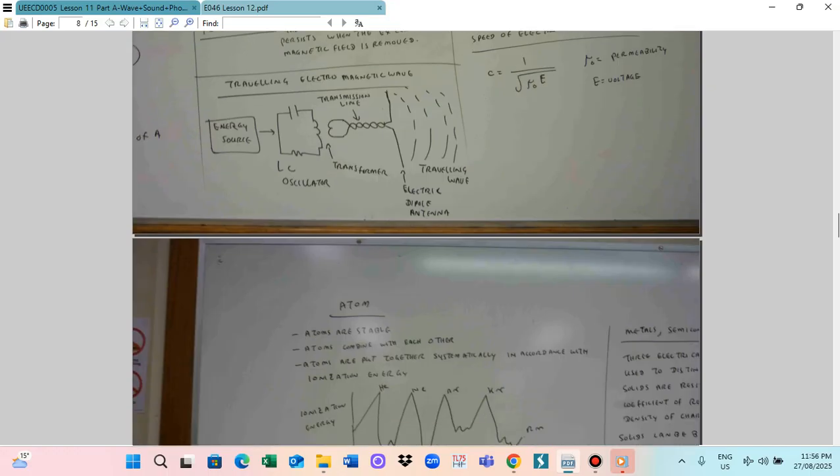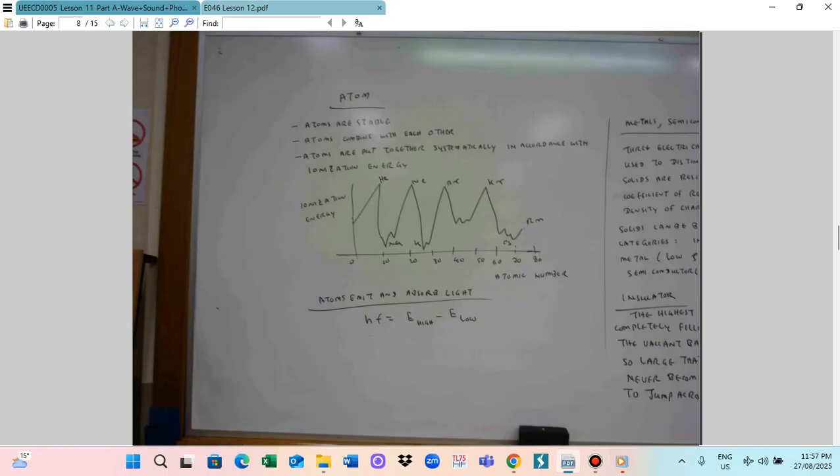Properties of the atom. Atoms are stable. Atoms can form as solid, liquid or gas, and they are stable. Atoms combine with each other, which means that we can combine one hydrogen atom with an oxygen atom. So these are the properties of the atom. We can also put the atoms in order systematically. We can arrange the atomic numbers along with their ionization energy.